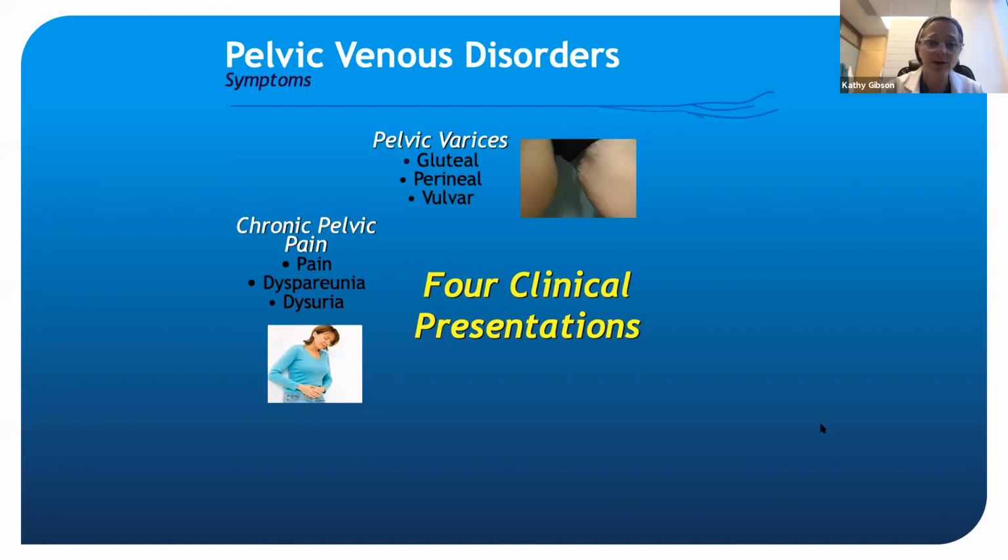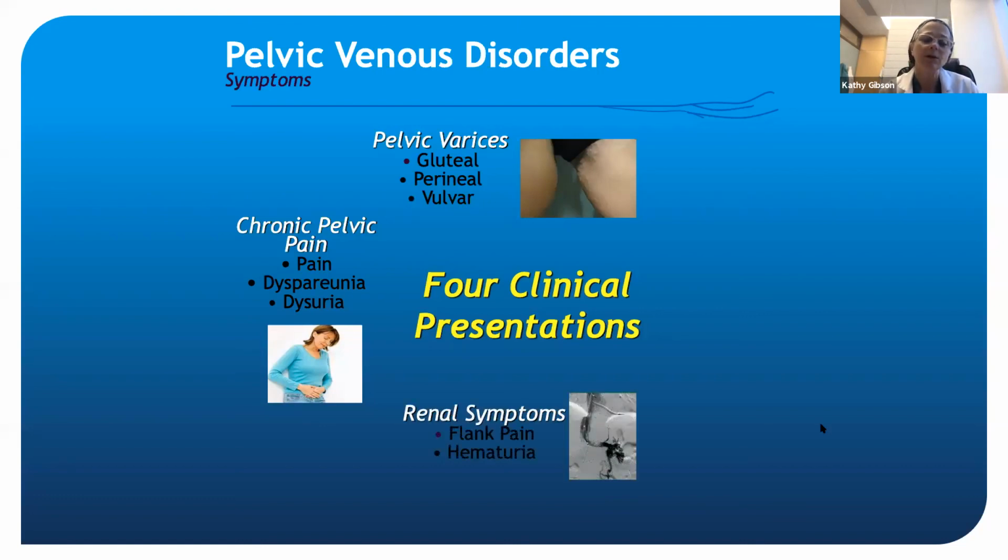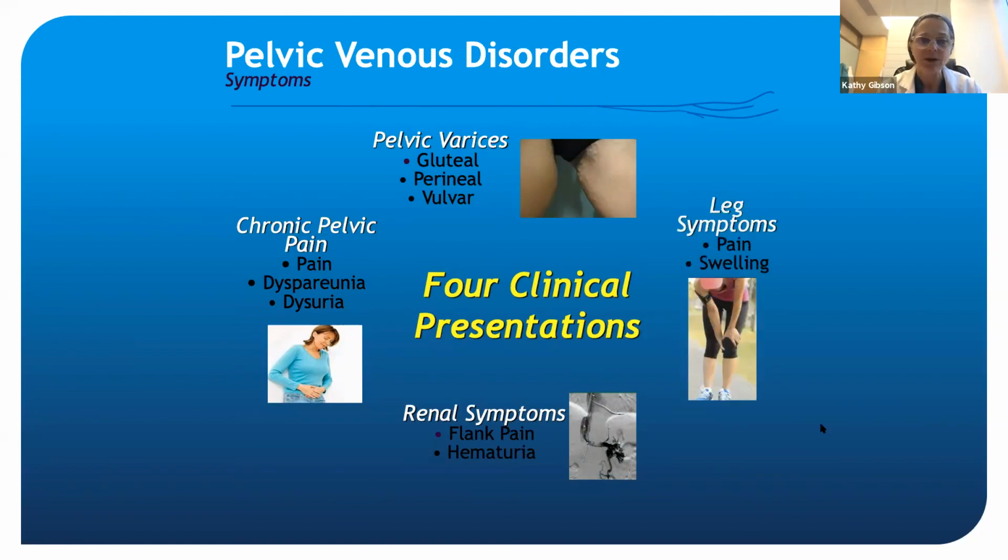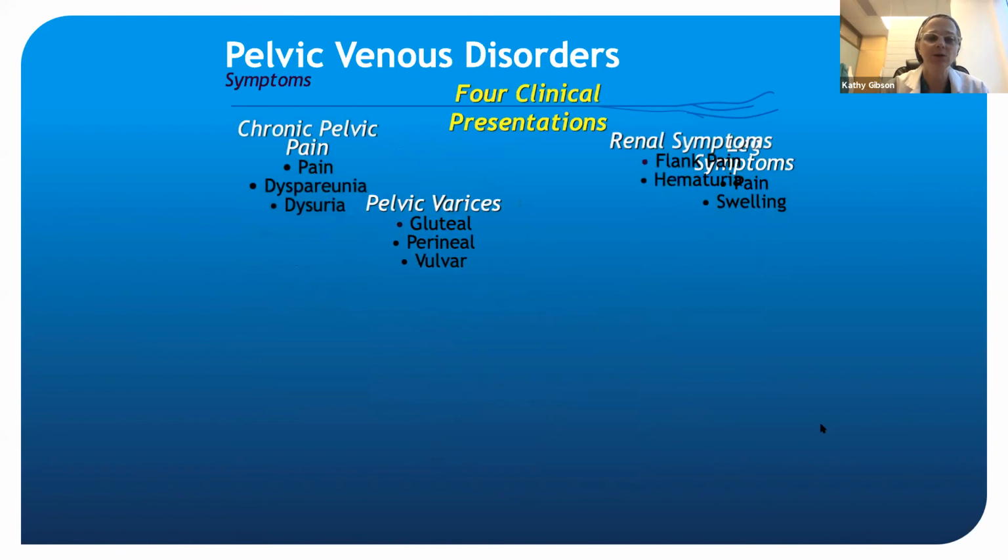So that's another presentation. Some patients present with renal symptoms of flank pain and hematuria, and at least in my practice, this is the least common clinical presentation that I see. And then finally, more with obstructive symptoms in general, leg pain and swelling. So there are these 4 clinical presentations, and here's an example of my screwed up animation.